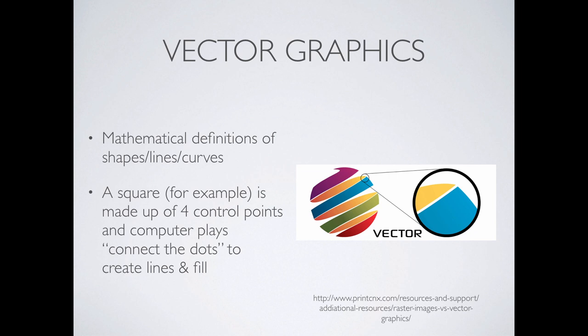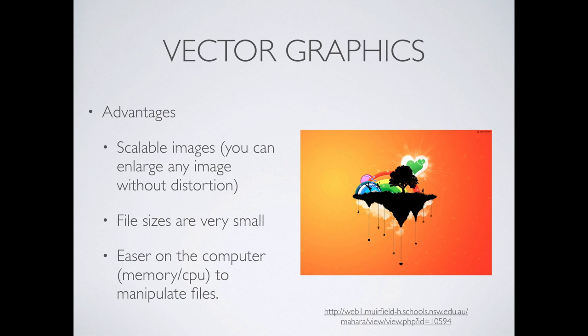It doesn't matter then how far you zoom in, it's always going to be defined as a nice, sharp line. So you get scalable images. You can always enlarge a vector graphic as big as you want because it's mathematically defined. These four points make a smooth square in between them. No matter how big you make it, it will always be a smooth square, just those four points.